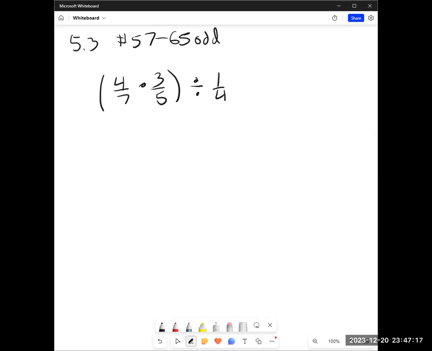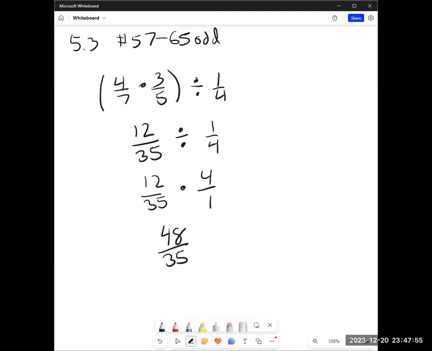So we're going to take care of what's in the parentheses first. There's no reducing that can be done. So 4 times 3 is 12. 7 times 5 is 35. You have divided by 1/4. 12 over 35 times 4 over 1. Again, nothing reduces here because this is a couple of 2's and this is some 2's and 3's. This is 5's and 7's, so there's no common factors. So this ends up to be 48 over 35.